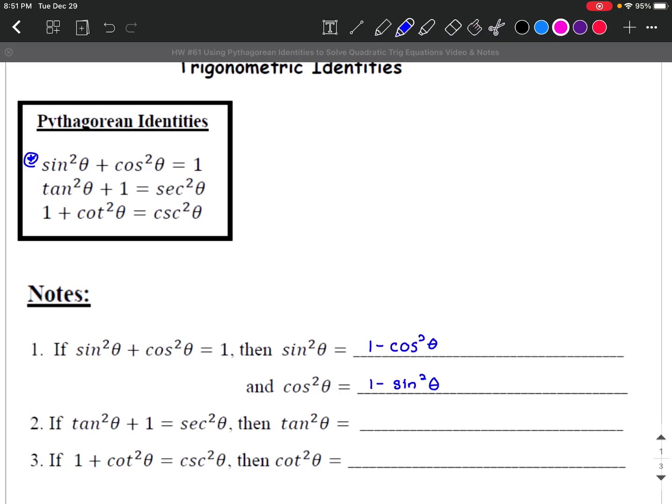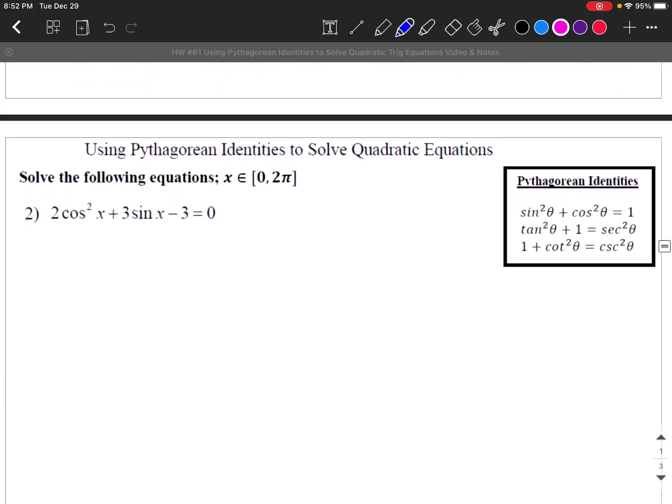And if we know that tan squared theta plus 1 is secant squared theta, then tan squared theta is secant squared theta minus 1. And if 1 plus cotangent squared theta equals cosecant squared theta, then cotangent squared theta is cosecant squared theta minus 1. So you're going to need to have these identities at your fingertips. So let's try solving an equation.